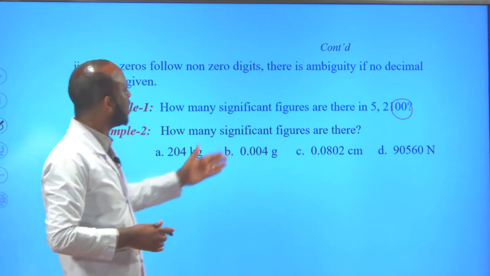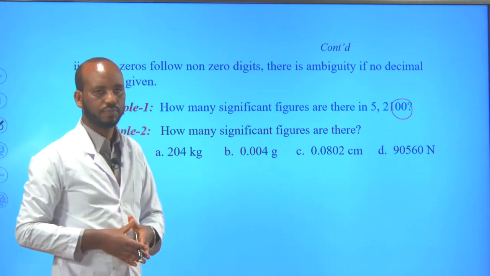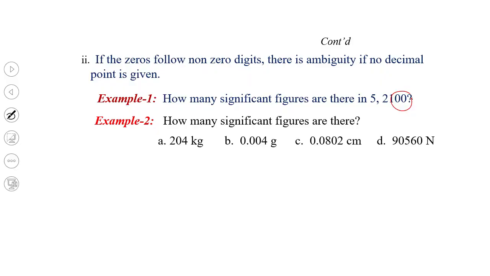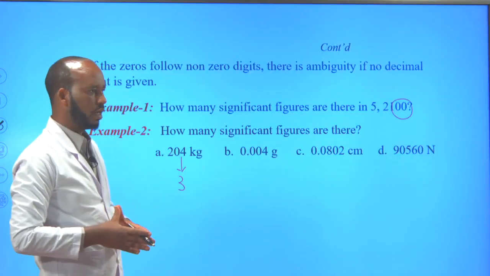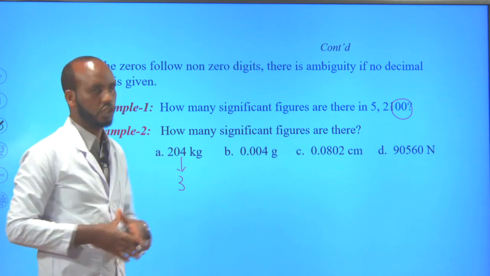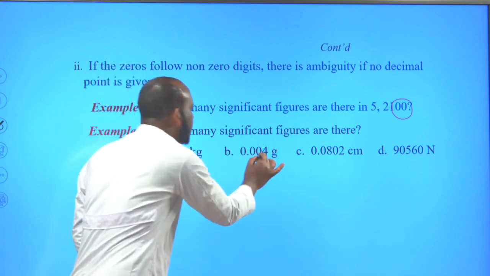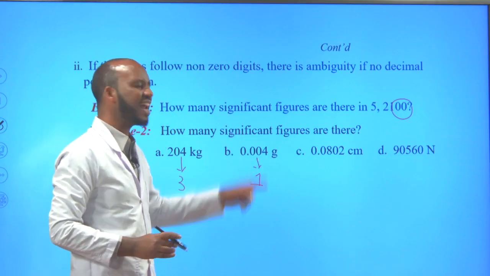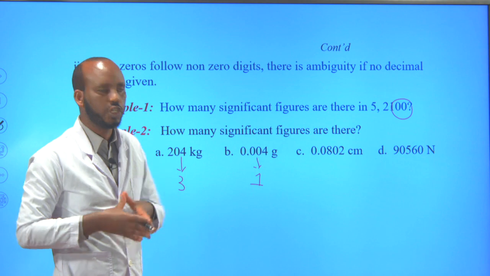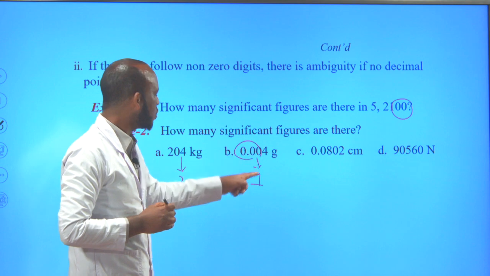Example 2. How many significant figures are there? A, in 204 kg. Three significant figures are there in this number. This 0 is significant because it lies between non-zero digits. B, 0.004 gram. This number has one significant figure. Zeros are not significant if they are not preceded by non-zero digits. Therefore, these zeros are not significant. This number has only one significant figure.